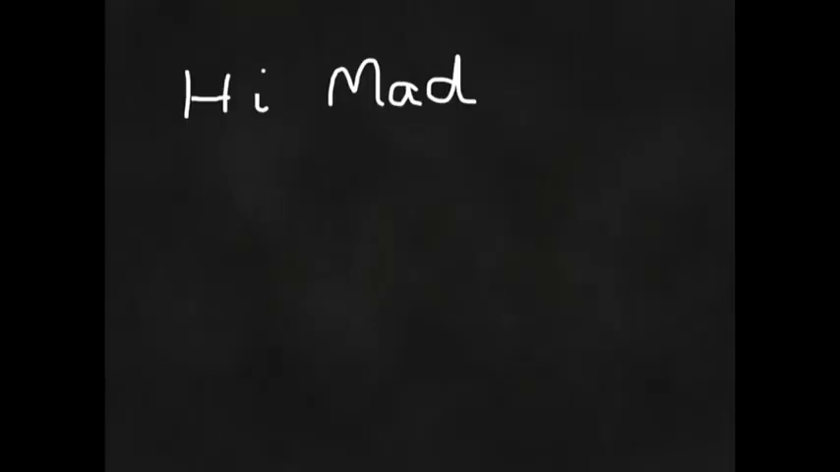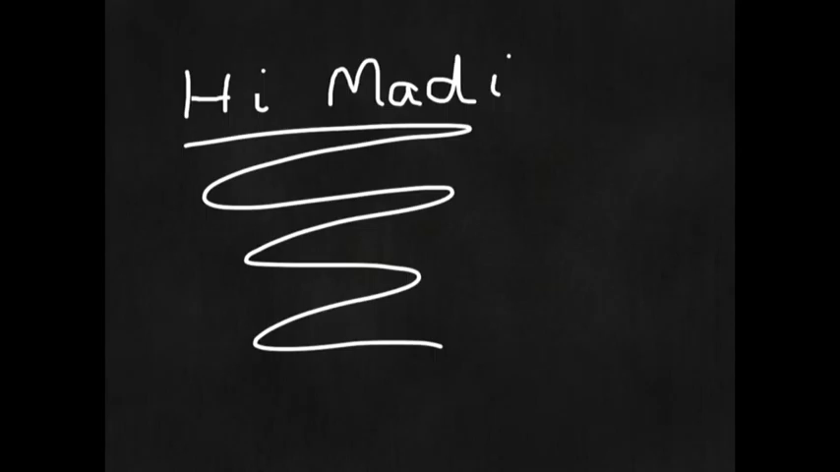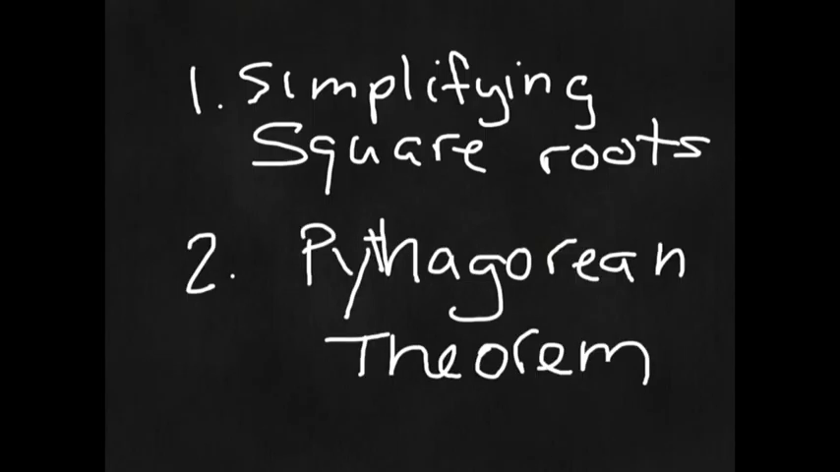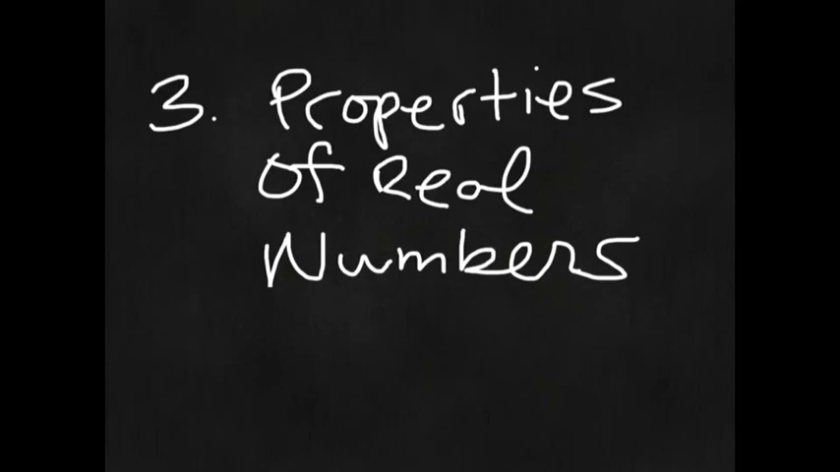Hi, Maddie. I really hope that this will be a good opportunity for us to get through some of the points that you talked about. There were 3 things that you talked about. The first of these was simplifying square roots, which I think makes sense to do before we do the next one. The second is the Pythagorean theorem, which really relates to simplifying square roots. And the third is properties of real numbers.